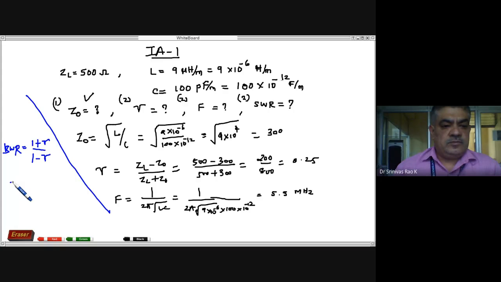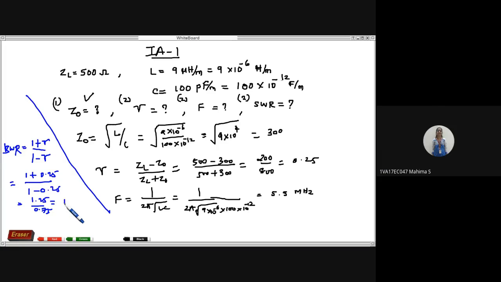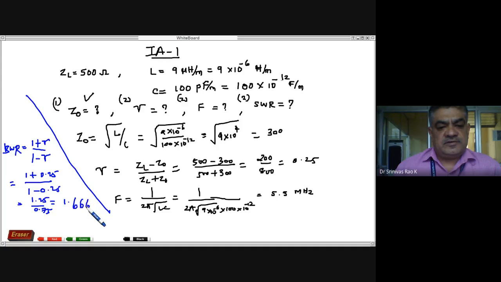Fine. So what will be the answer here? 1 plus 0.25 by 1 minus 0.25. So this will be 1.25 by 0.75. What is the answer? Around 1.66? Yes, sir. Correct, no? So 1.666 something it will come. So this is how the problem is solved.